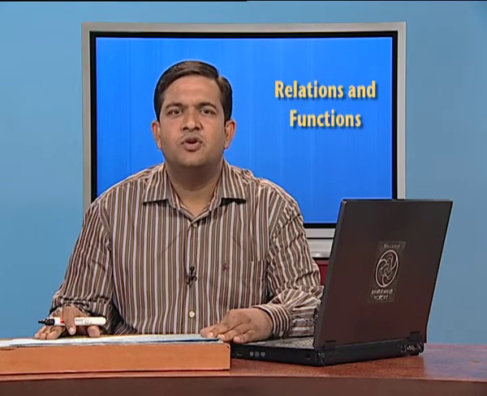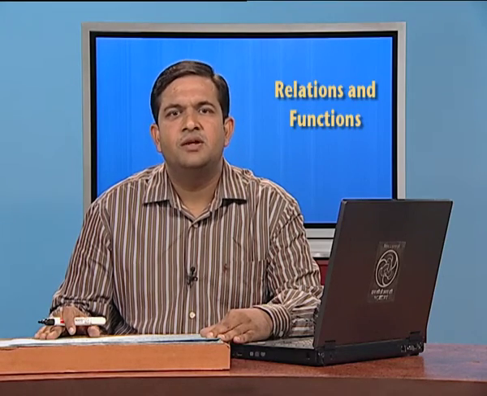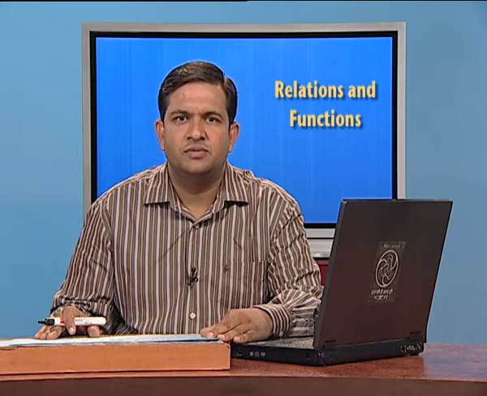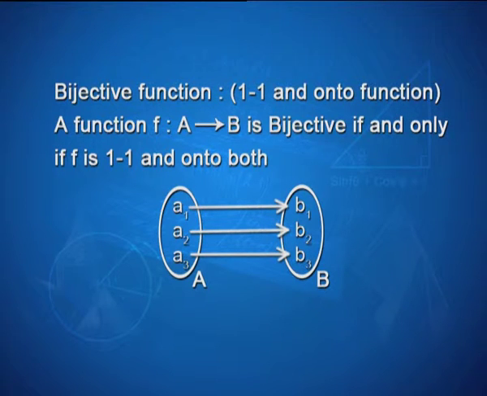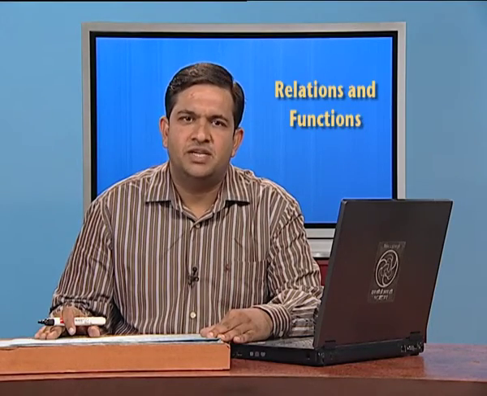This function is 1-1 because every element of A is related to a unique element of B. This function is also onto function. So, we can say this function is bijective function. In case of bijective function, number of elements of A should be equal to number of elements of B. Let us take another example to explain bijective function.